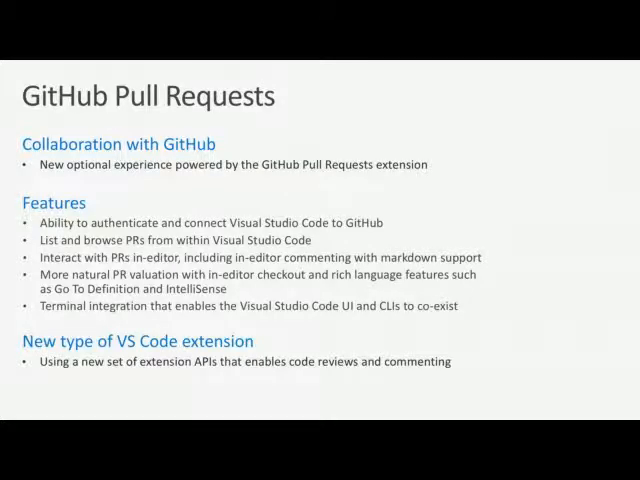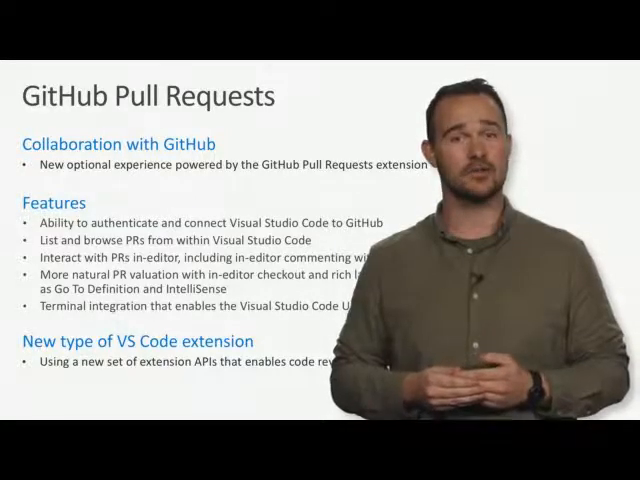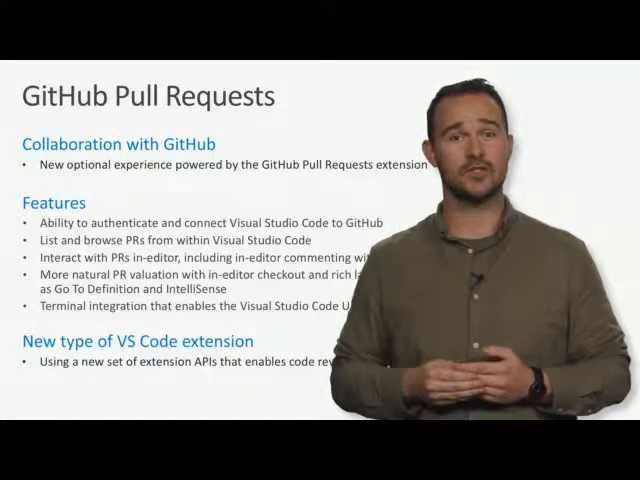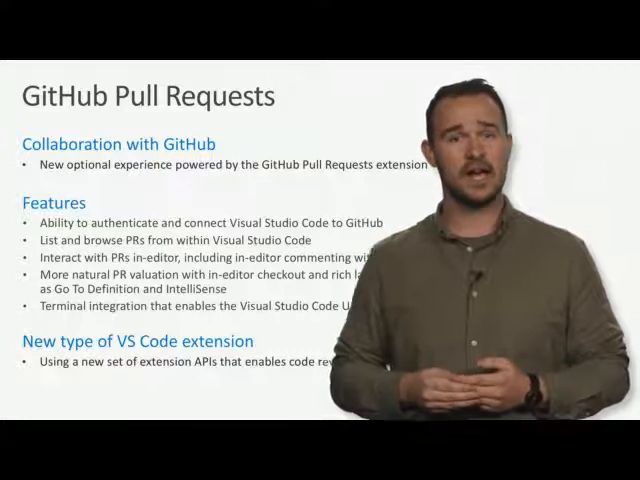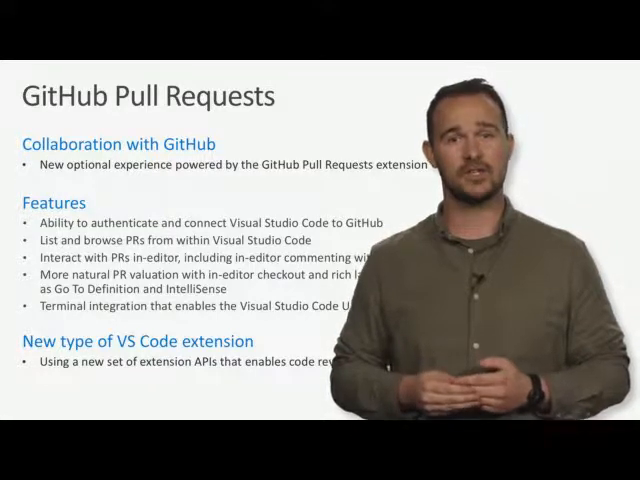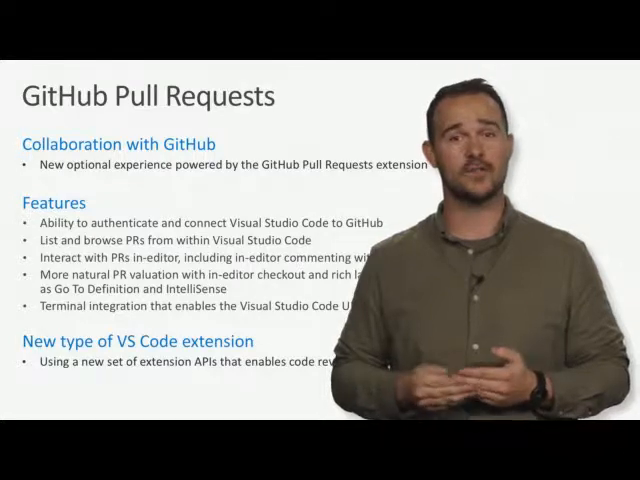The extension allows you to authenticate and connect VS Code to GitHub. It allows you to list and browse pull requests from within VS Code. You can review pull requests within editor commenting, where we also added Markdown support. We are also enabling a more natural PR workflow within editor checkout that enables you to use rich language features such as go-to-definition and IntelliSense.